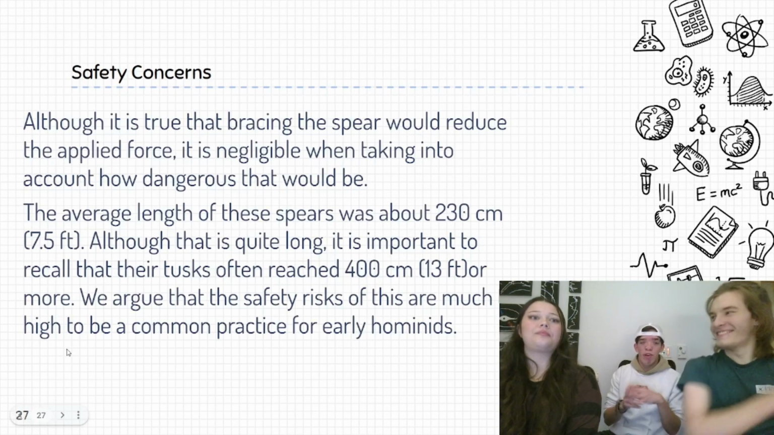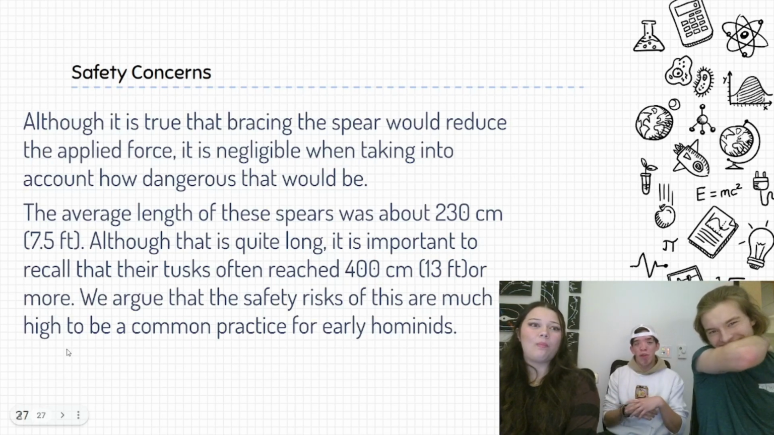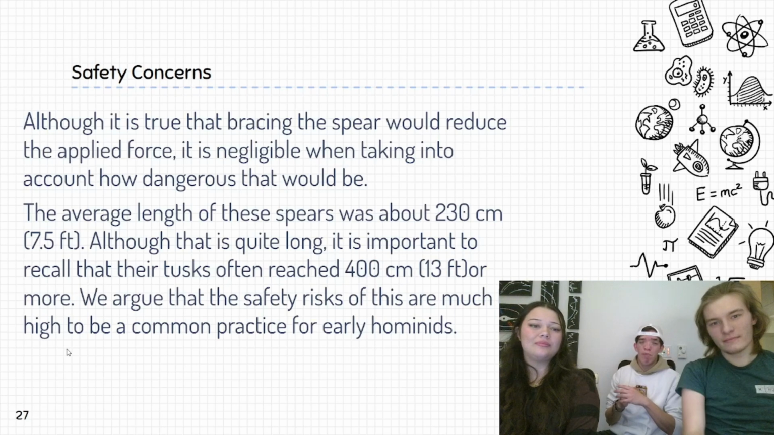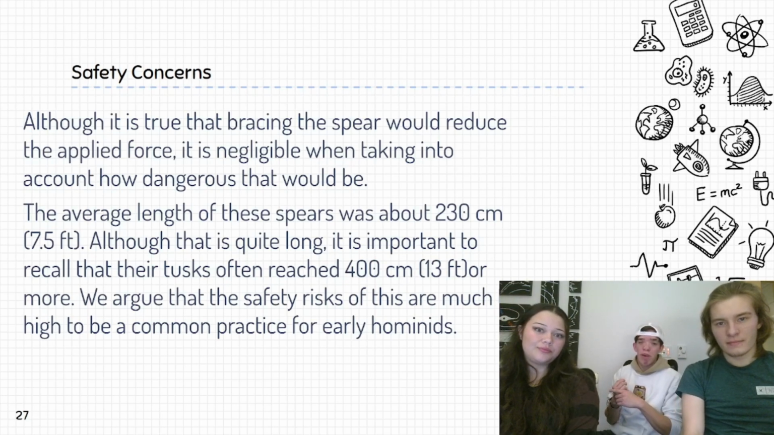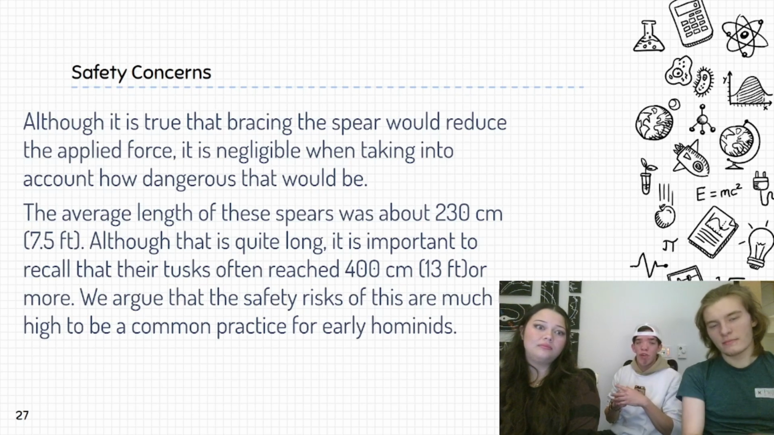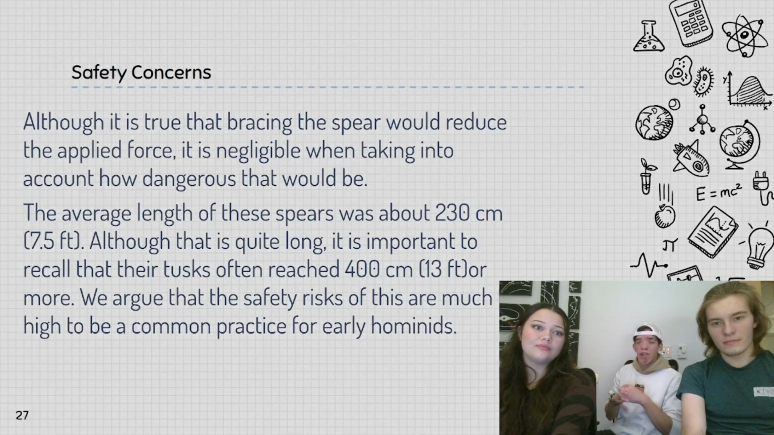Safety concerns. Although it is true that bracing a spear would reduce the applied force, it is negligible when taking into account how dangerous that would be. The average length of these spears was about 230 centimeters, about 7.5 feet. Although that is quite long, it is important to recall that their tusks often reach 400 centimeters, 13 feet or more. We argue that the safety risks of this are much too high to be common practice for early hominids. Those are sources.